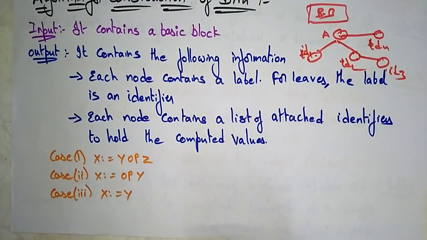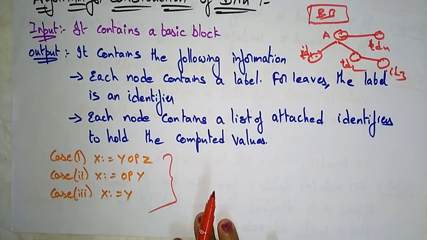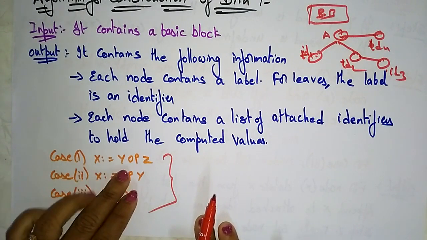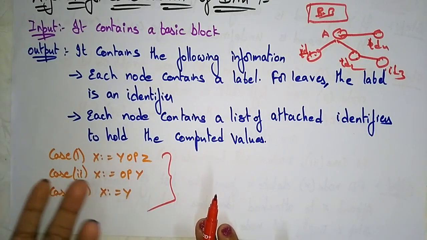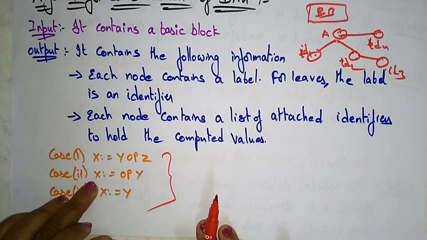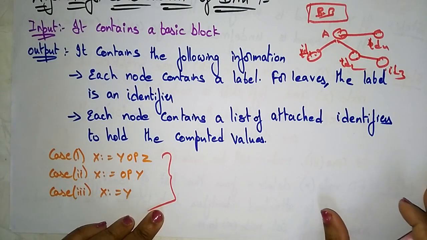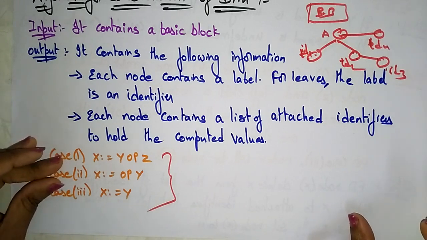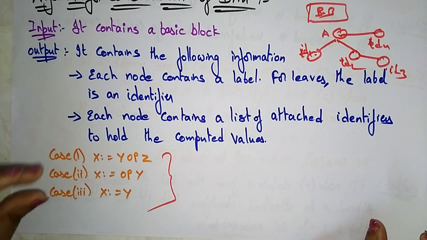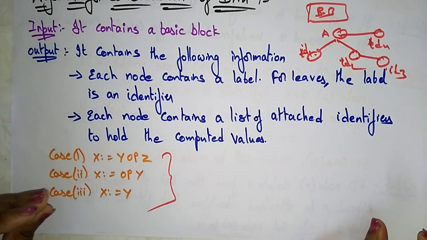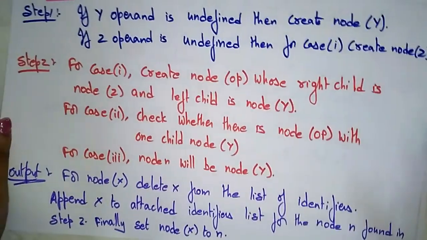Now let's see, three cases will be there. I have written three cases. The case one is x is equal to y operator z. So the operator may be anything, the plus, minus, divided into, and whatever it may be. And case 2 is x is equal to operator y, and case 3 is x is equal to y. So first I want to explain these cases, means I want to represent these cases in the algorithm. Later I'll explain the example. So now let's see the method.